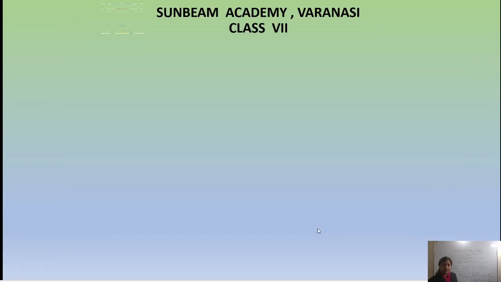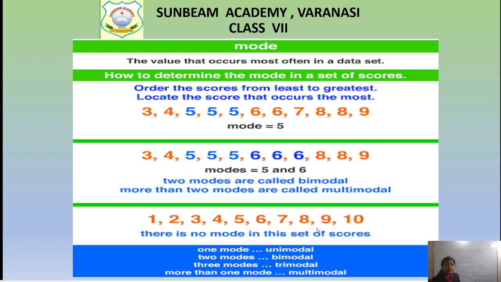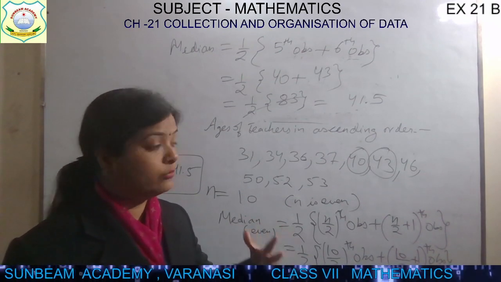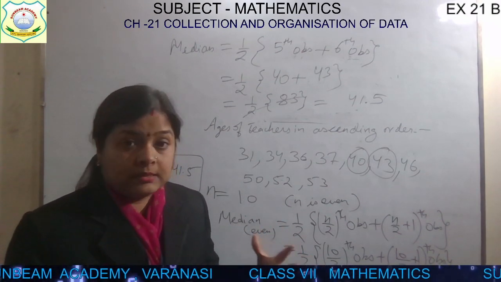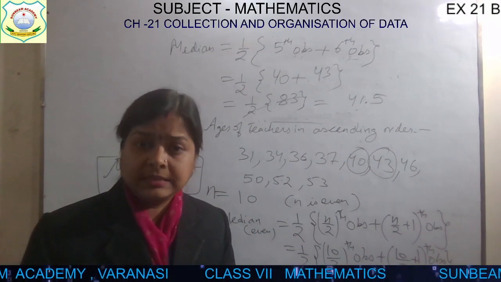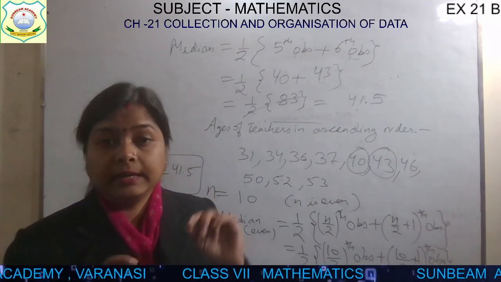The next one is, see this, how to determine the mode in a set of scores. The data is given here, children: 3 4 5 5 5 6 6 7 8 8 9. These are the observations in the given data. And we have written it in ascending order first. If you do not write it in ascending order and then you have to find which data occurs most of the time, then you may feel difficulty. So better to write the data in ascending order.